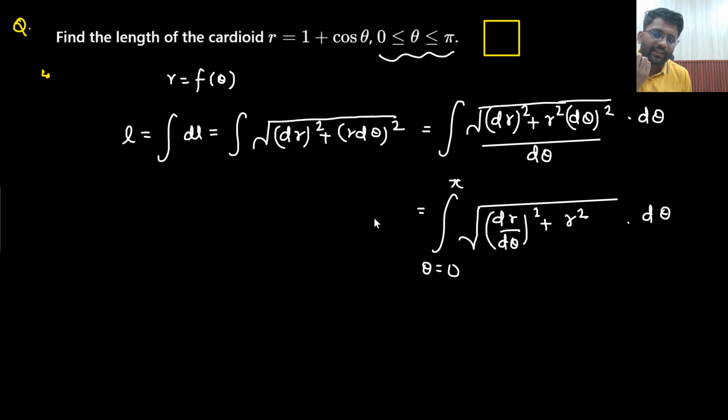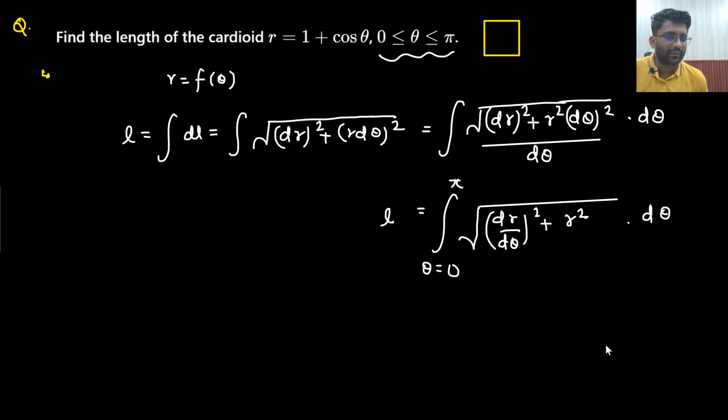Understandable? This is what you are getting, and the limit of theta you need to put, that is from 0 to pi. Usually aspirants remember this formula. Do you need to mug up any formula? Absolutely not. How much do you work in the direction of r? How much do you work in the direction of theta? dr square plus r d theta square, divided by d theta and multiplied by d theta, because the limit of theta I need to put. This will become d theta by d theta, which is 1 only. So r square plus dr by d theta whole square is what we are getting.